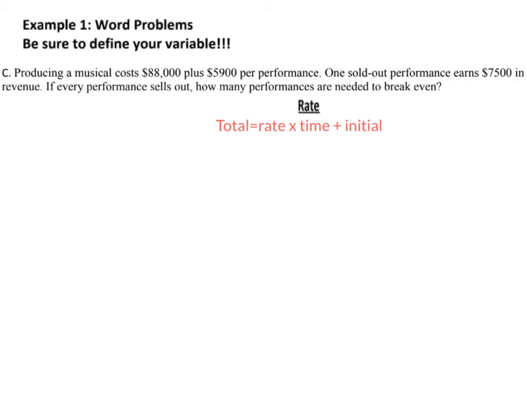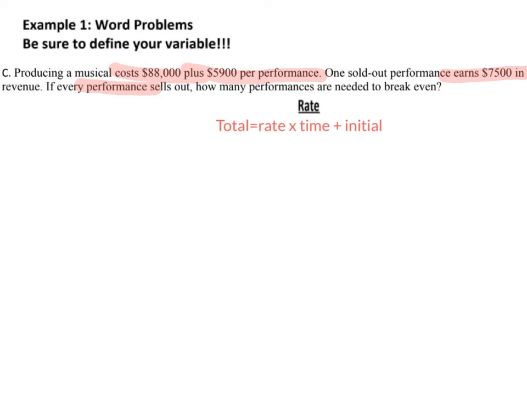Well, let's start looking through a few of our information. We have costs of $88,000 plus an additional $5,900 per performance. We also have it earns $7,500 per performance. So this is going to set us up to be a rate problem. So when we start looking at these, actually going to have 2 rates. But let's talk about what are we missing here.